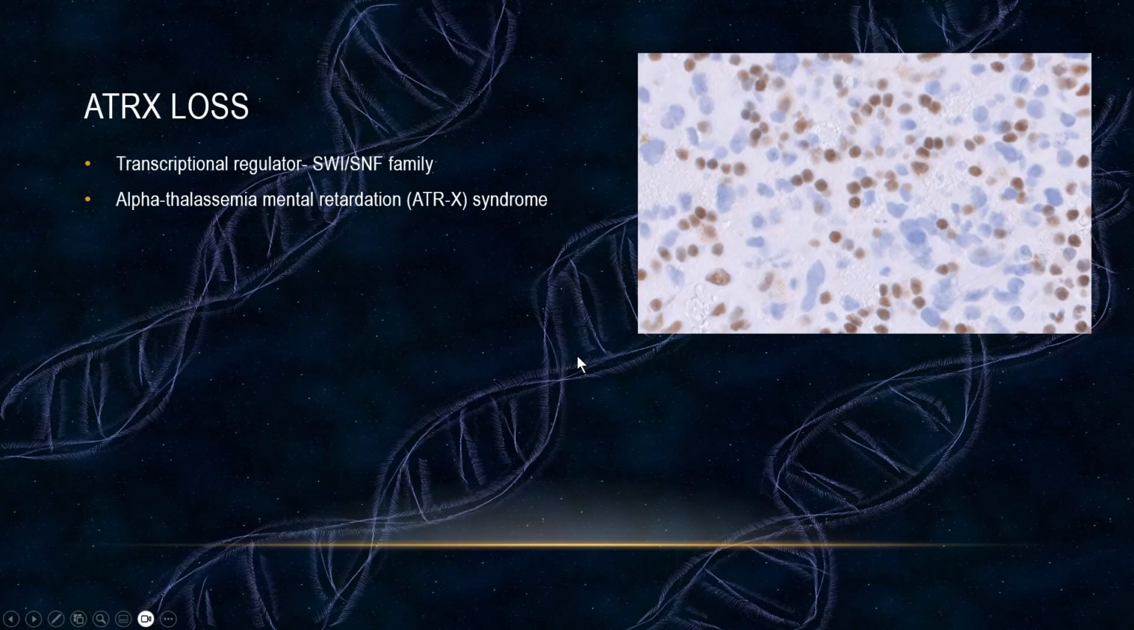So another big thing you see in the same category is ATRX loss. It's a transcriptional regulator, part of the SNF family, named after the syndrome, and there's an IHC for it again, so you can see loss in the tumor cells. And then here we have some background normal cells, which look not atypical compared to the larger atypical tumor cells here.